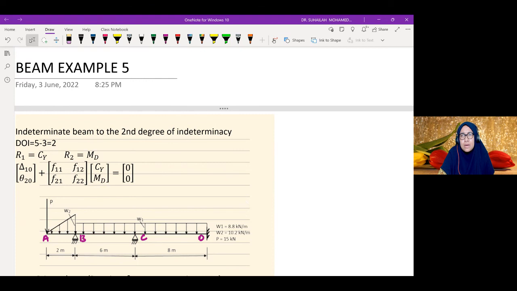Covering both the flexibility method and the moment distribution method, as preparation for your test. So there will be no class session next week. We will focus on a daily workshop as preparation for your test.